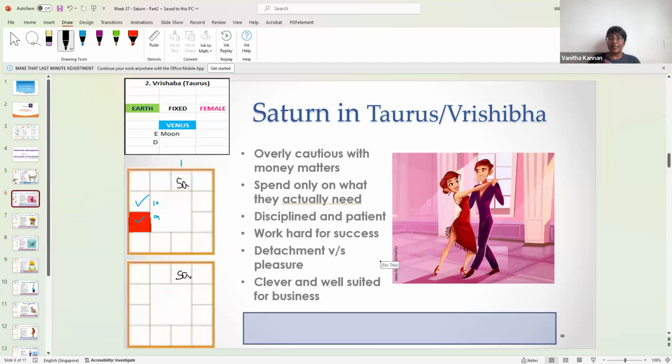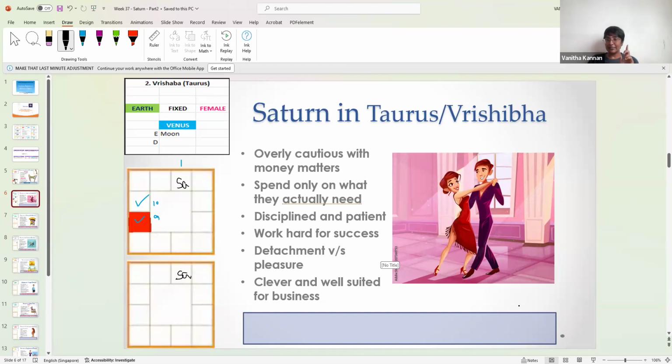Now comes the interesting point, Saturn and Venus. Venus is the owner of Rishaba. Saturn and Venus relationship: friend or enemy? Friend, right? So here Saturn is sitting in a friend's house, and feels peaceful. Exaltation is the moon. There is no depleted planet here. Now comes the story of Saturn. When Saturn is in Rishaba, these people are overly cautious with money matters.